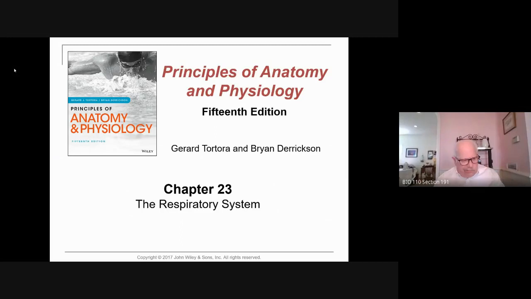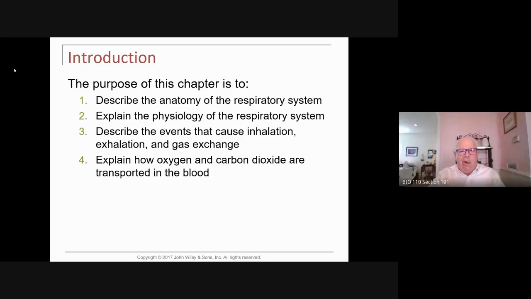Okay? The respiratory system. It's a lot easier than the heart. But if you have any questions, please don't hesitate to stop me. What we're going to talk about is the anatomy and physiology of the respiratory system. We're going to talk about lungs, and we're going to talk about exchanging of gas, the definitions between inhalation and exhalation. And we're also going to explain how the gases, oxygen and carbon dioxide, are transported in the blood by the cardiovascular system.